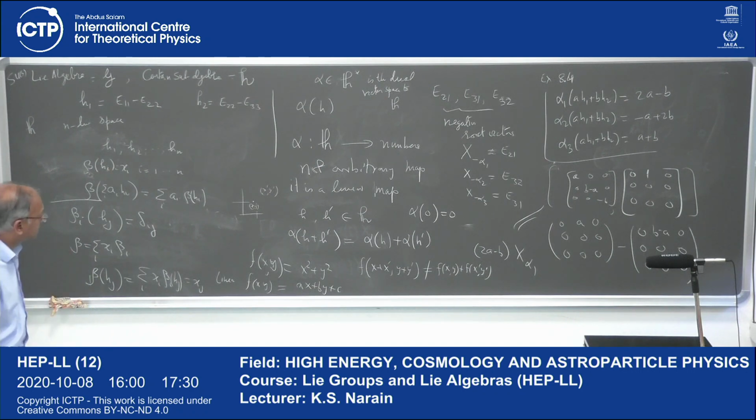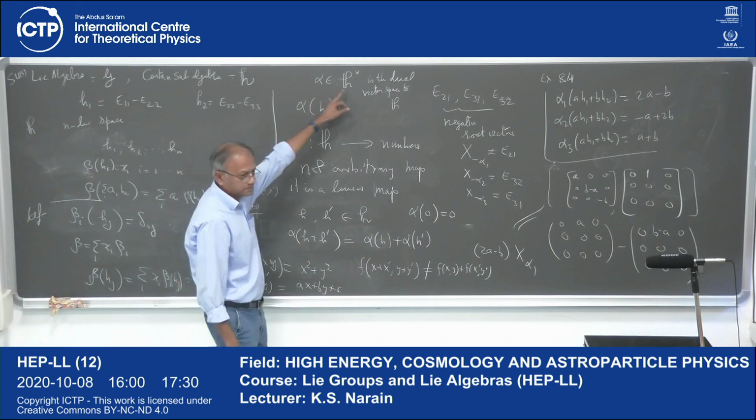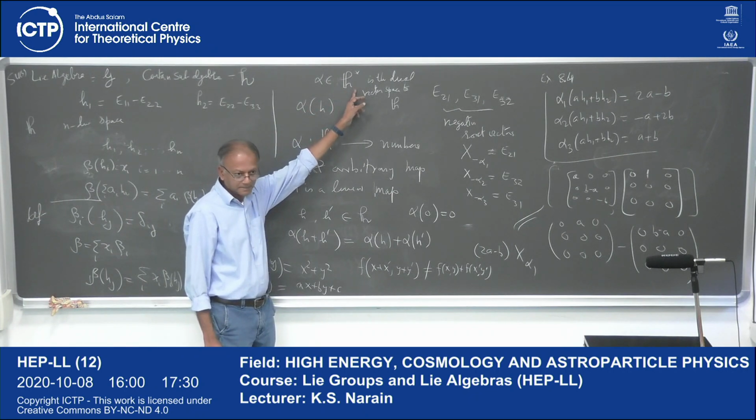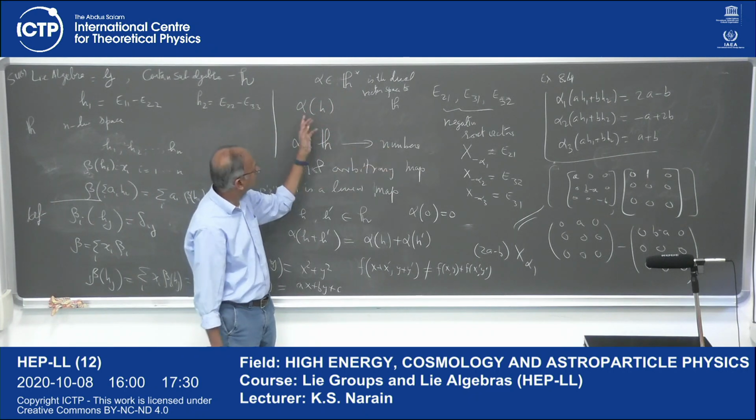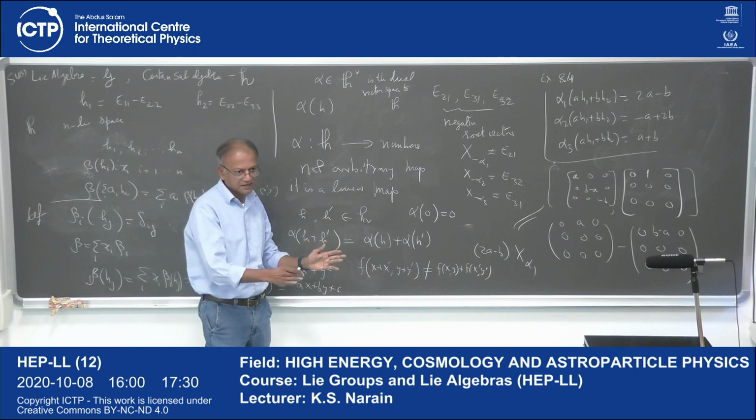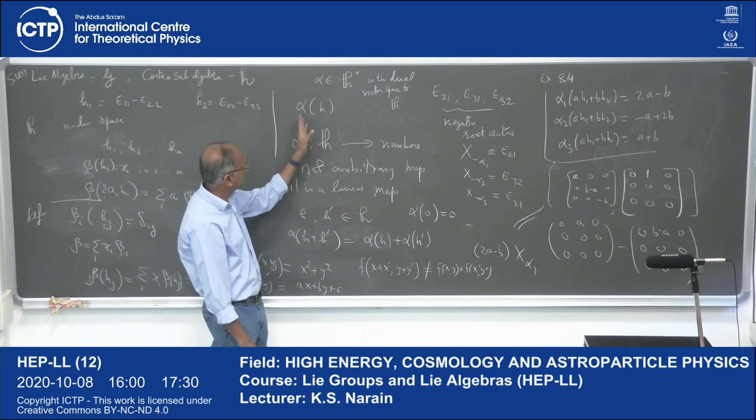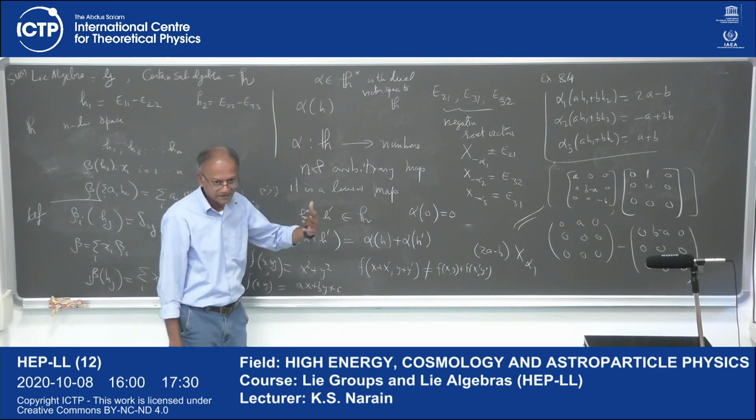So one should really distinguish it. Alpha is in the dual vector space. That is the way to think about it. Yesterday we were not thinking like this. We were just explicitly computing, right? But really one should think of that: alpha is in the dual vector space.